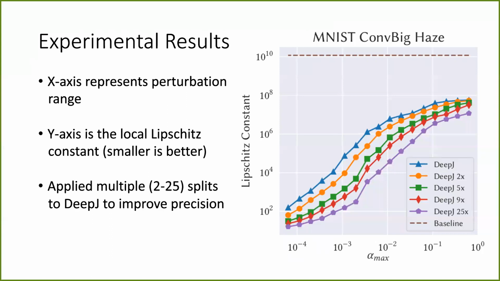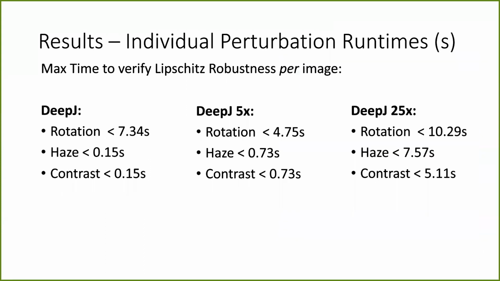Compared to naively computing a global Lipschitz constant, the local Lipschitz constants computed by DJ are several orders of magnitude smaller, hence much more precise. We were able to further improve the precision of DJ by splitting the intervals into finer partitions, as can be seen from the various colored curves. Furthermore, DJ is fast. Even when using the most interval splits on the largest networks, the analysis still takes no more than a few seconds.